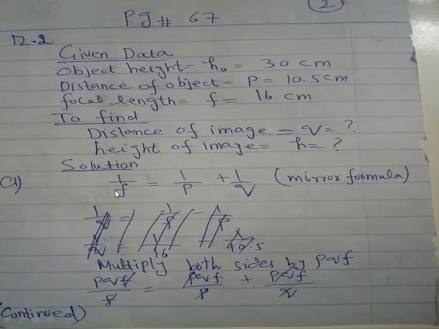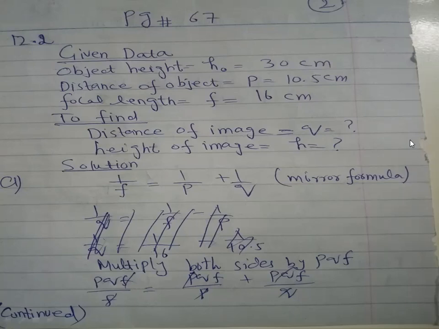Since I know the formula, I told you I will use this formula so many times. 1 over F is equal to 1 over P plus 1 over Q. This formula is true for both lens and mirror. Whether you are discussing mirror or lenses, you can find P, F, and Q with the help of this formula. If two things are given to me, then I can find out the third thing. So this formula is important. 1 over F is equal to 1 over P plus 1 over Q. This is called mirror formula.